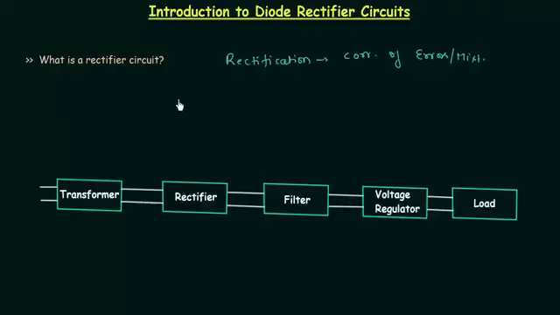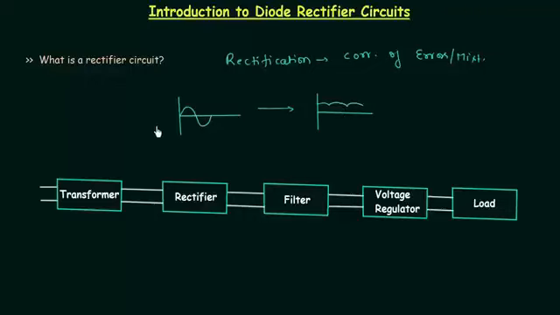When you rectify AC voltage, that is when you correct AC voltage, you get DC voltage. For example, if this is the AC input given to a rectifier, and after the process of rectification we have pulsating DC like this. This is the pulsating DC, and to overcome these pulses we use a filter.